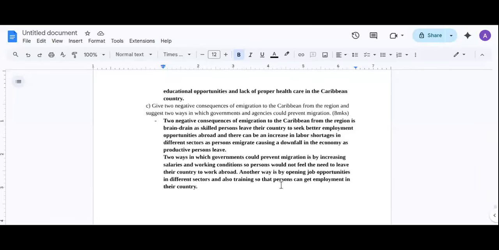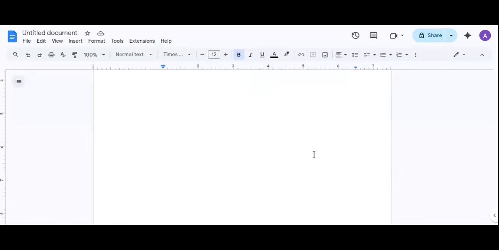They could also provide training so that persons could get employment, because a lot of the time it's lack of employment, technical opportunity and technology too. So if they have training, people will learn different skills, to be marketable and able to get jobs. Yeah. Good.